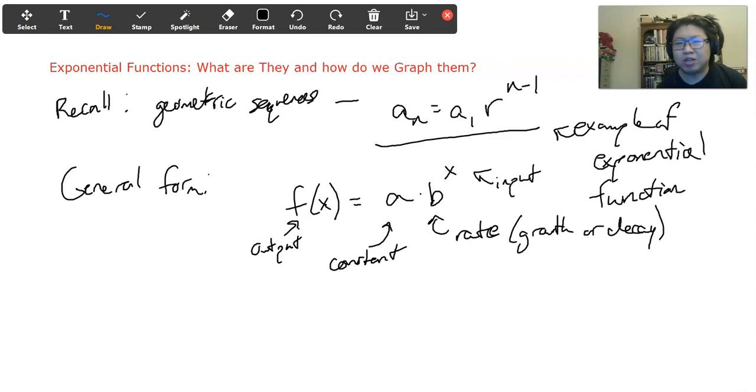Well, because I'm talking about growing or decaying. If you grow, that means your graph's going to go nice and upwards. If you're decaying, it's probably going to go downwards. And of course the sign in front, based on our transformation knowledge, could flip it upside down. So on and so forth. But that's our basic understanding of the exponential forms.